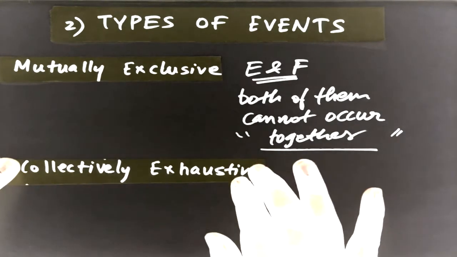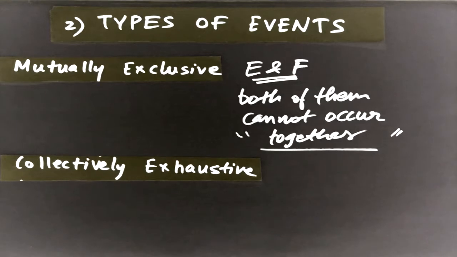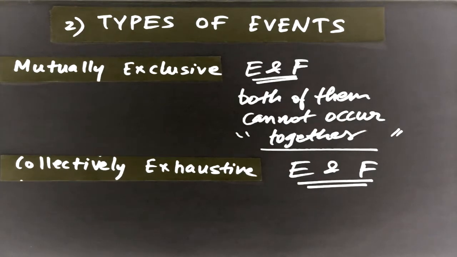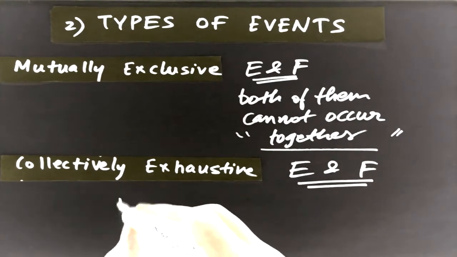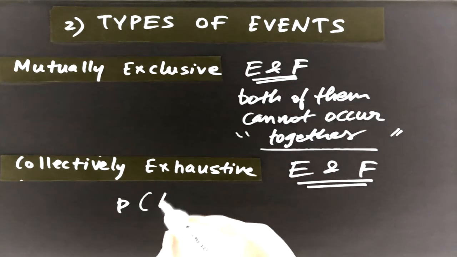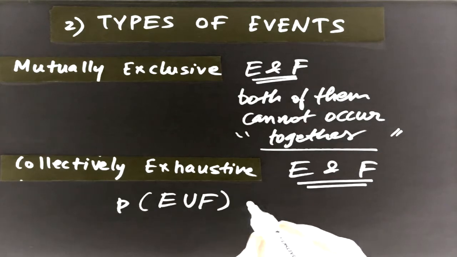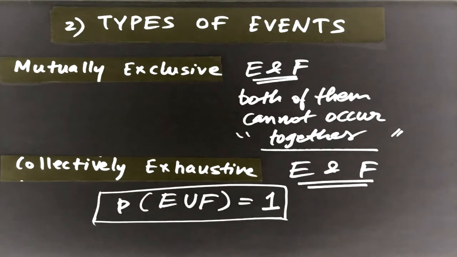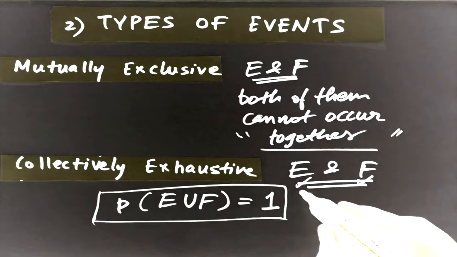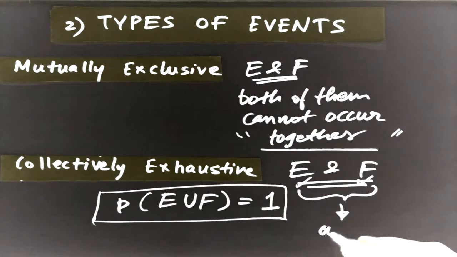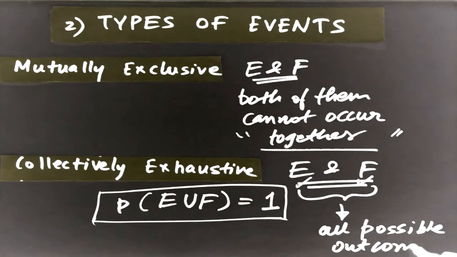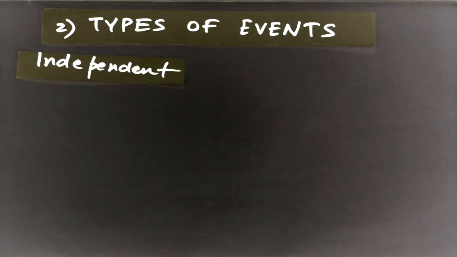Another type is collectively exhaustive. What is this? Say we take again E and F, two events. Now these two events will be collectively exhaustive if the probability of E union F is equal to 1. That means these two when combined together contain all possible outcomes. Another type of event is the independent event.